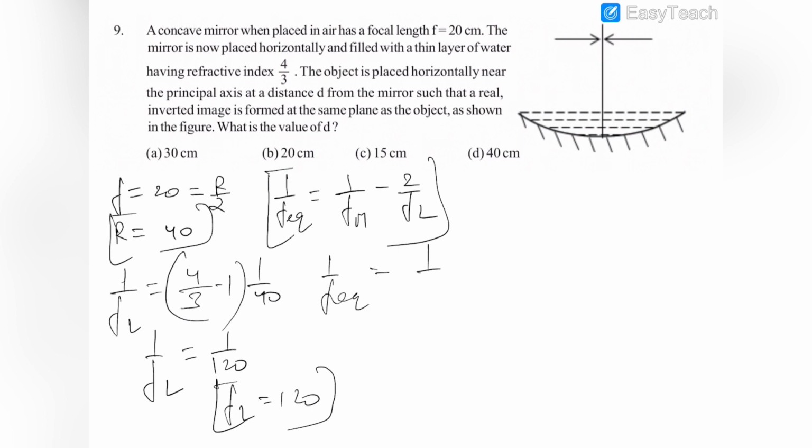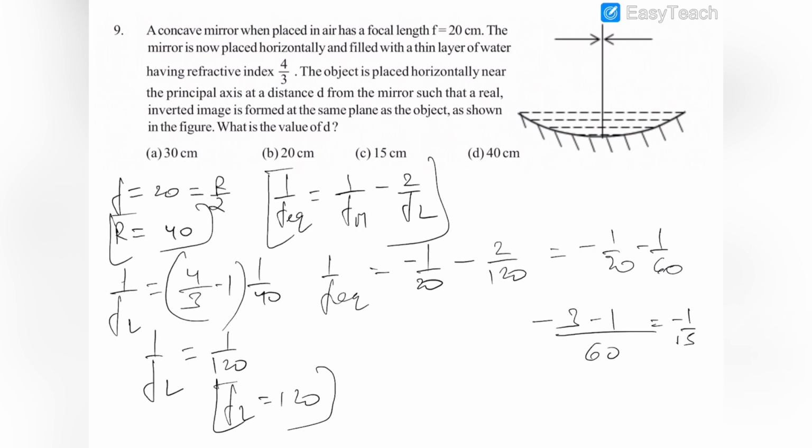So the focal length of the mirror is given as 20. So you can see that it would be minus 20, and it is due to the fact that this mirror is a concave mirror. Minus 2 by FL. So FL is 120, so it would be 2 by 120. So this is minus 1 by 20 minus 1 by 60. And it would be equal to minus of 3 plus, in fact, minus 1. So minus 1 by 15.